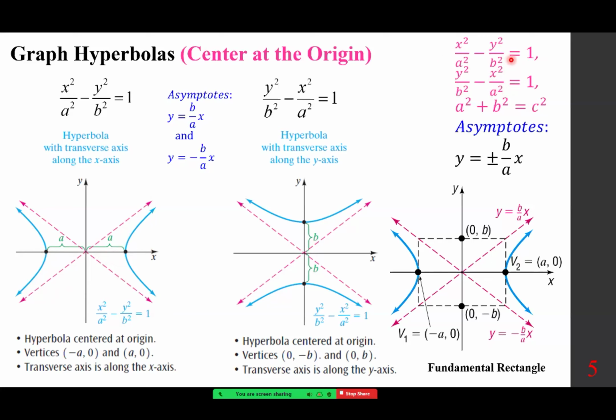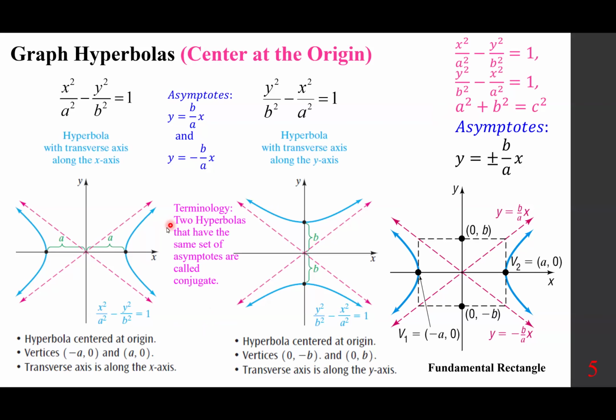If we keep it in the same format, the asymptotes will remain unchanged, plus or minus b over a times x. And in this formula, a, b, c follow the Pythagorean theorem. In the case of a hyperbola, c is always greater than both a and b, whereas in an ellipse, sometimes a is larger, sometimes b is larger. Terminology: two hyperbolas that have the same set of asymptotes are called conjugates. So these two are called conjugates.